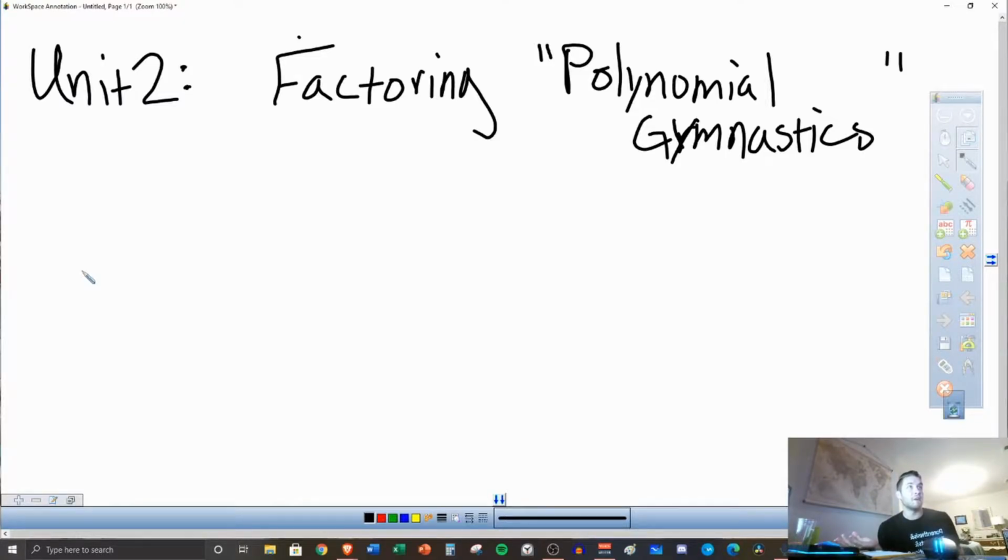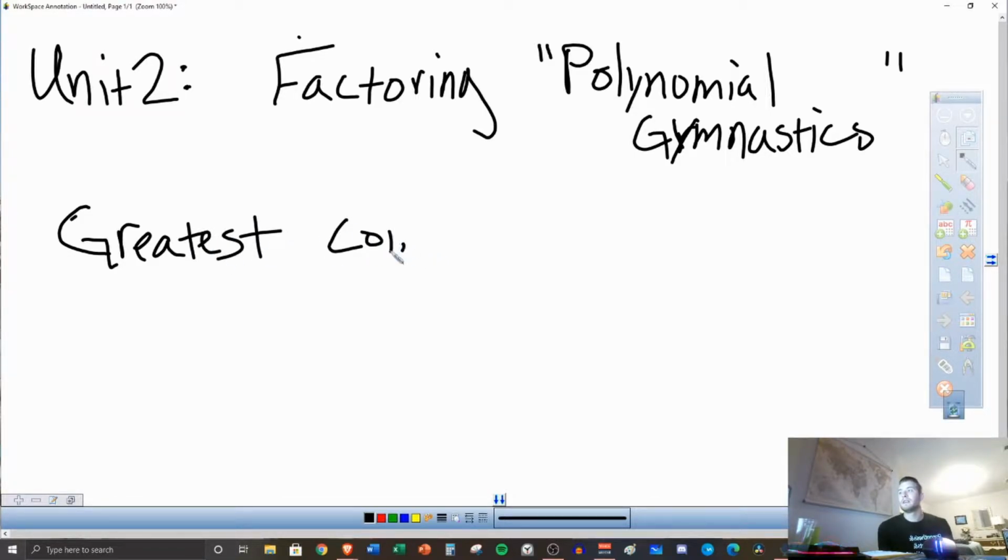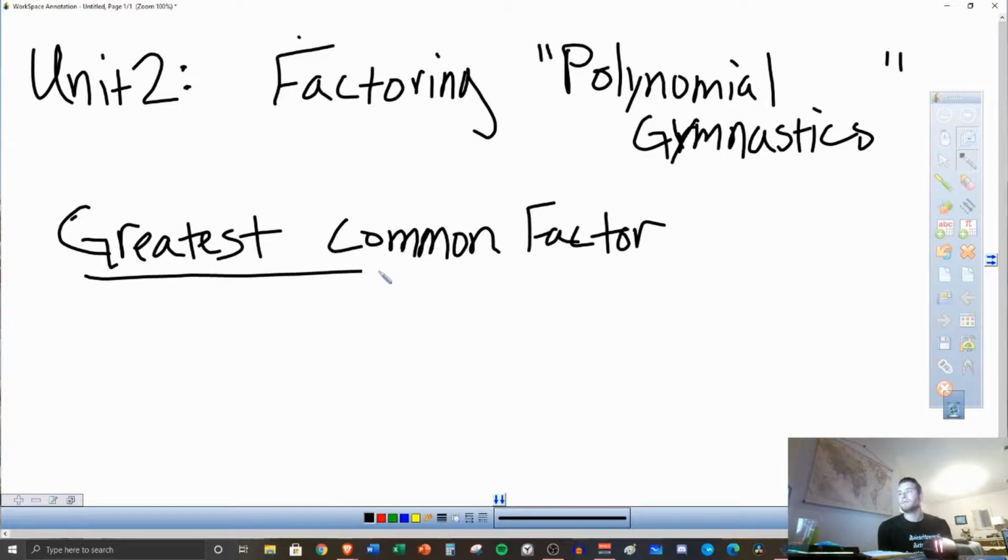Don't find the wrong kind of help like we just talked about. Learn how to do it, so then when it comes time to actually prove yourself, you don't look like a fool. Okay? So the first type of factoring that we're going to talk about, you've seen it before. It's called greatest common factor. So we'll underline that. This is also known as GCF.